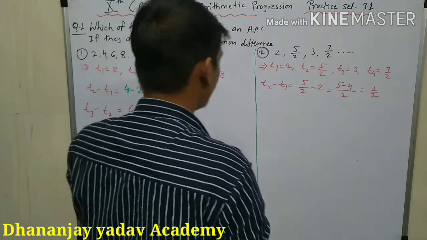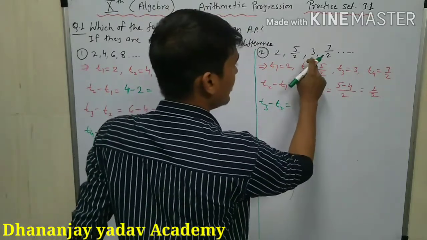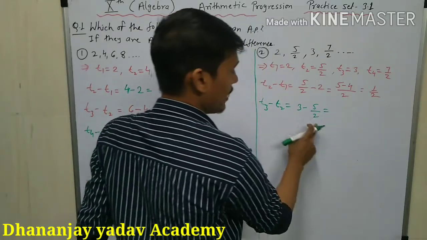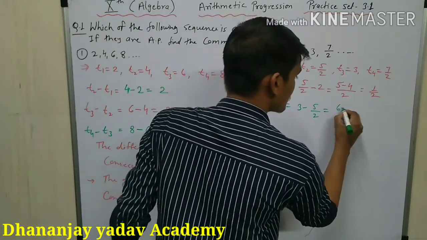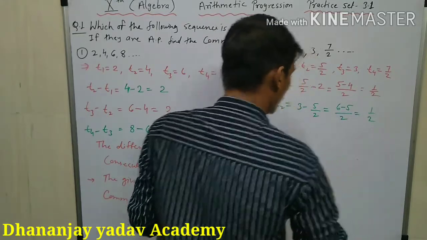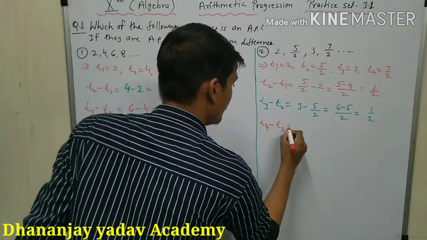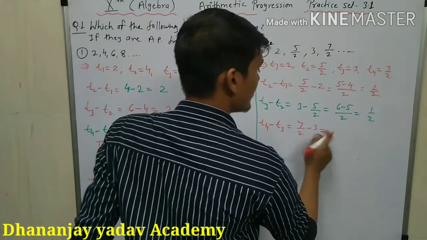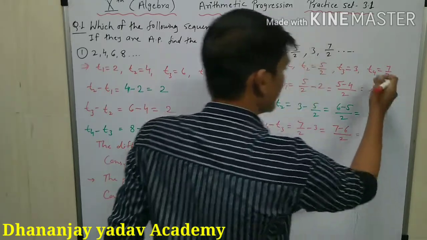Now second, T3 minus T2. T3 is 3 minus T2, which is 5 upon 2. Now cross multiply, 3 into 2 is 6, so 6 minus 5 upon 2 is equal to 1 by 2. Now third, T4 minus T3 is equal to 7 upon 2 minus 3. 3 twos are 6, so 6 upon 2, the result is 1 upon 2.